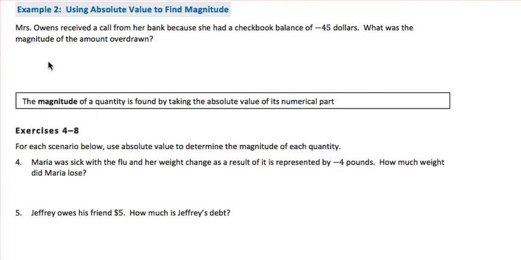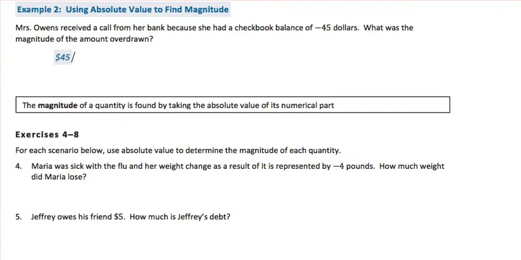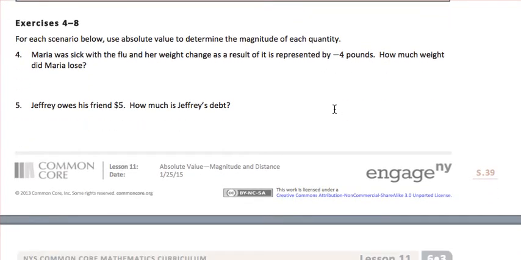And when they ask a question like that, to say negative 45 would be a double negative because overdrawn already means that it's negative. So the magnitude of the amount overdrawn is $45. The account is overdrawn by $45. The magnitude of a quantity is found by taking the absolute value of its numerical part. So we'll practice in exercises 4 through 8 in finding the magnitude of each quantity.